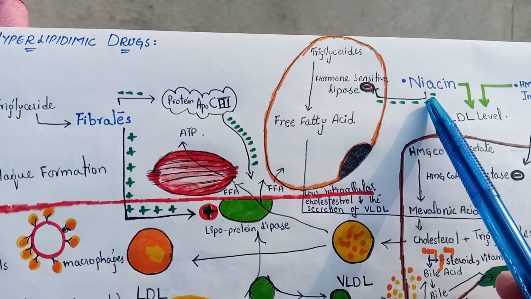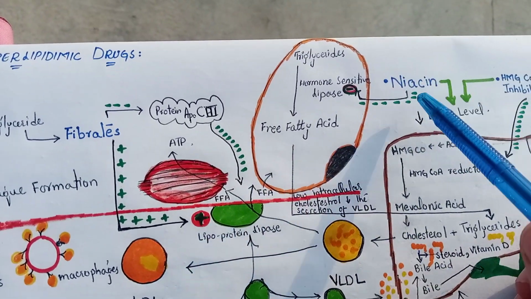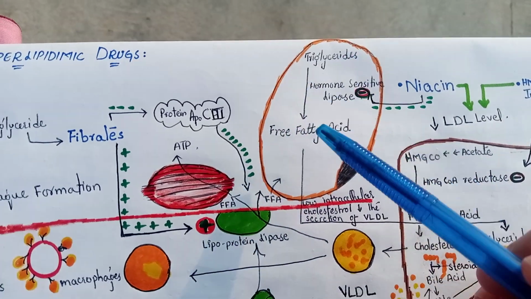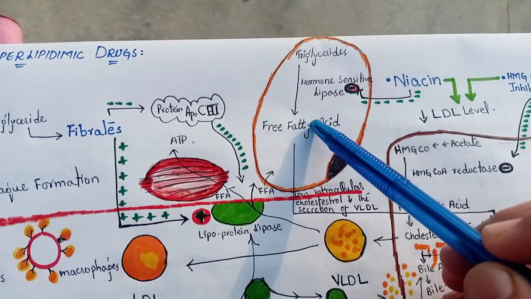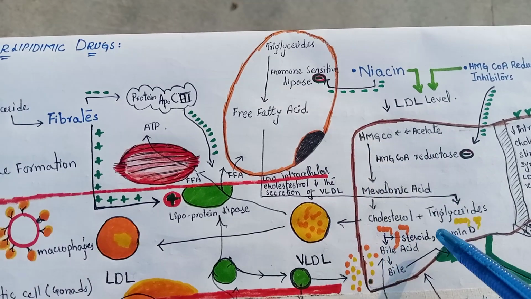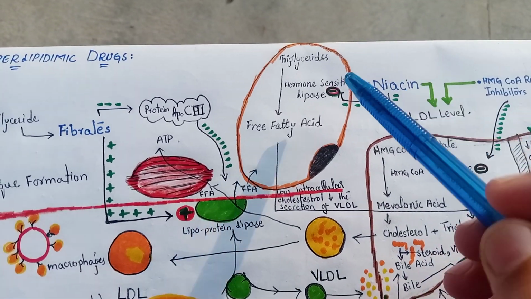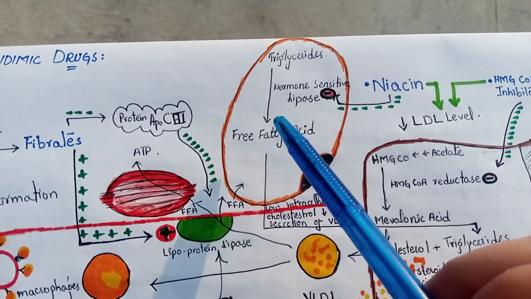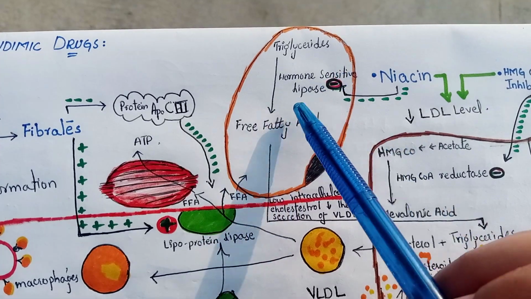The niacin main function is on the adipose tissue. On adipose tissue, what happens? The triglyceride, which is in the stored form, is converted into free fatty acid. That free fatty acid is then absorbed by the liver, right, in order to synthesize triglyceride, right? Okay. So triglyceride is converted into free fatty acid by the enzyme hormone sensitive lipase.